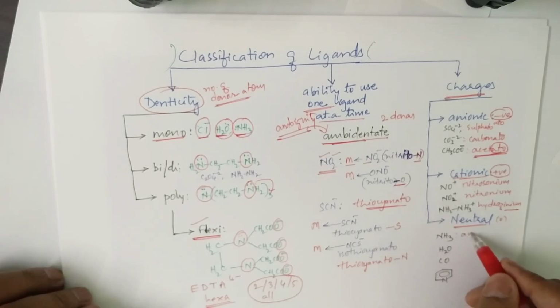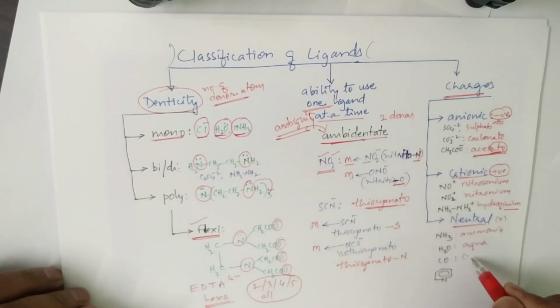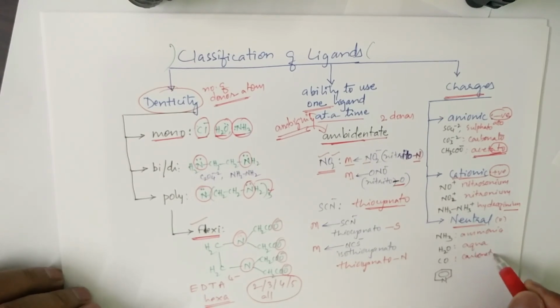It is called ammonia. It is called aqua instead of water. This is called carbon monoxide or carbonate. This is called pyridine.